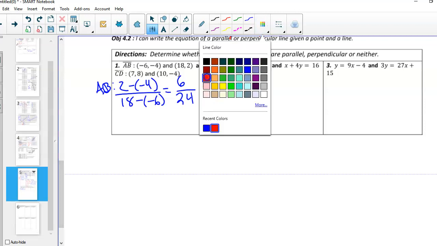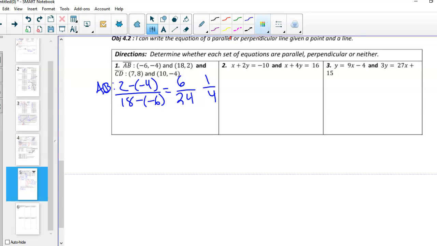Okay. Now we need to find the slope of the other one. So negative 4 minus 8 over 10 minus 7. Negative 4 minus 8 is negative 12, and then 10 minus 7 is 3. Can this be simplified? Yes.